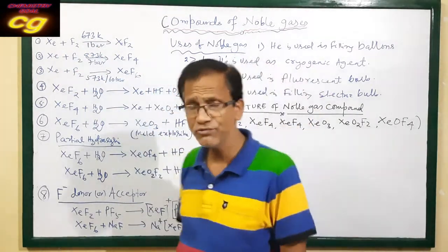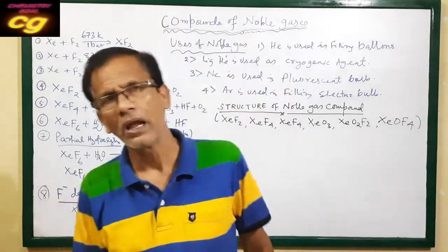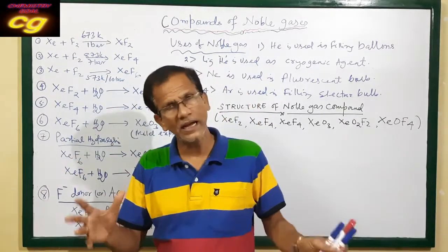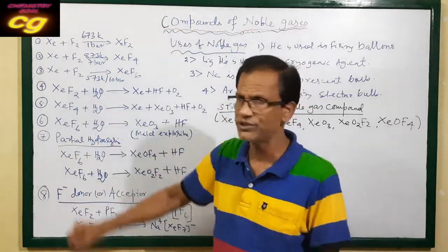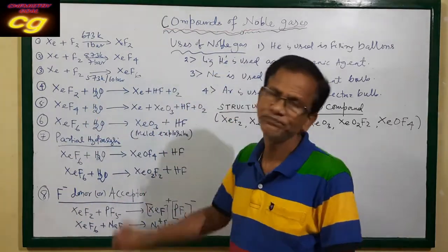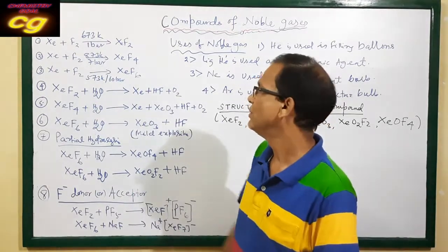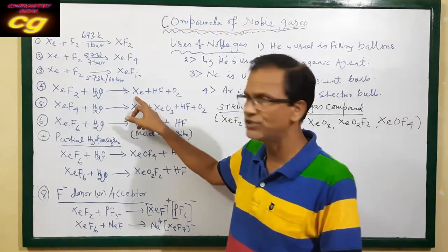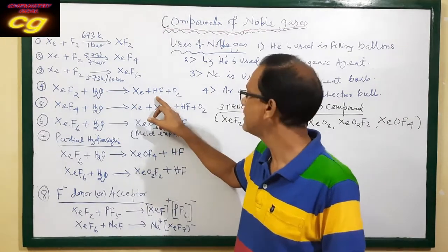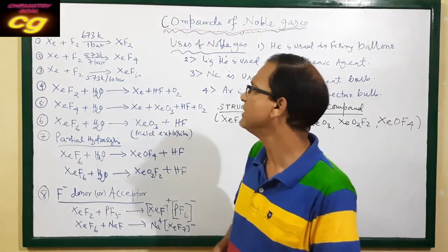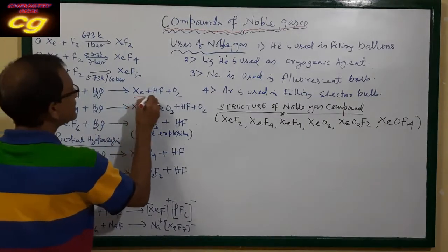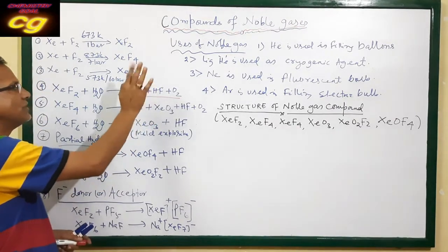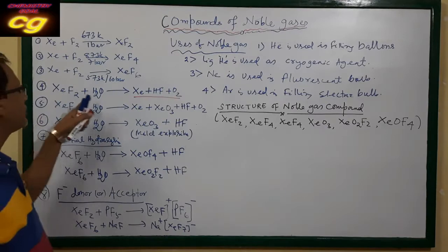Then you see, these fluorides of xenon are very unstable and react with water; they easily hydrolyze. When they undergo hydrolysis, they produce different compounds and elements. Xenon difluoride, when it undergoes hydrolysis, produces xenon, hydrogen fluoride and oxygen. You see, these three things are produced: xenon, HF and oxygen, when xenon difluoride undergoes hydrolysis.